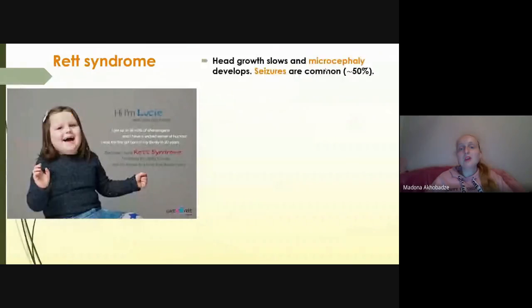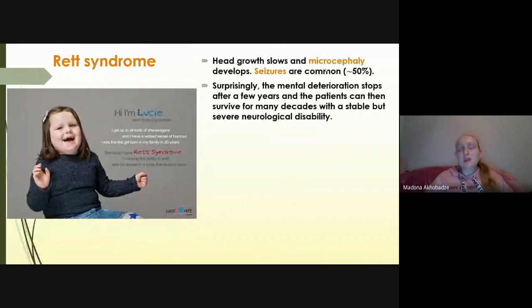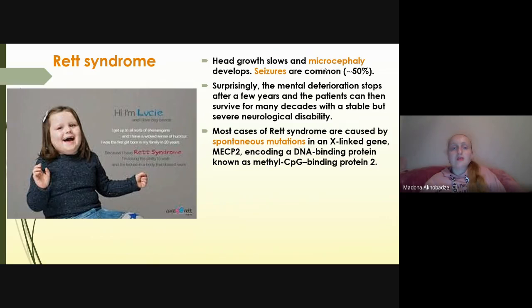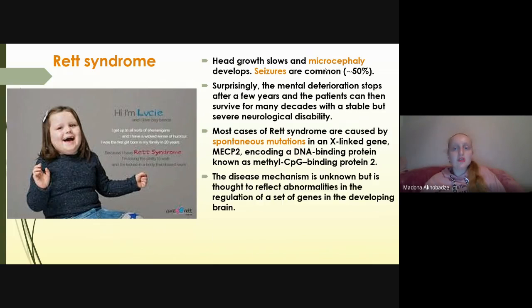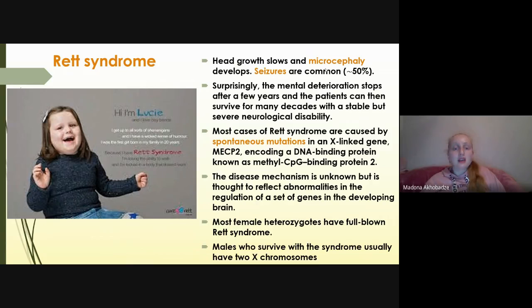These are the clinical features of Rett syndrome. The head grows slowly, microcephaly, and the small brain is permanent. Seizures are really common, and surprisingly, the mental deterioration stops after a few years, and the patients can then survive for many decades with a stable but still severe neurological disability. Most cases are caused by spontaneous mutations linked with the X chromosome, and most female heterozygotes have full-blown Rett syndrome, while there are no surviving males because of the male lethality of the disease.